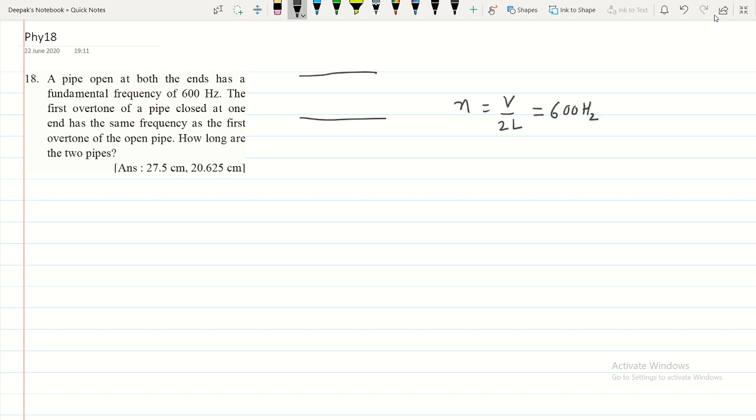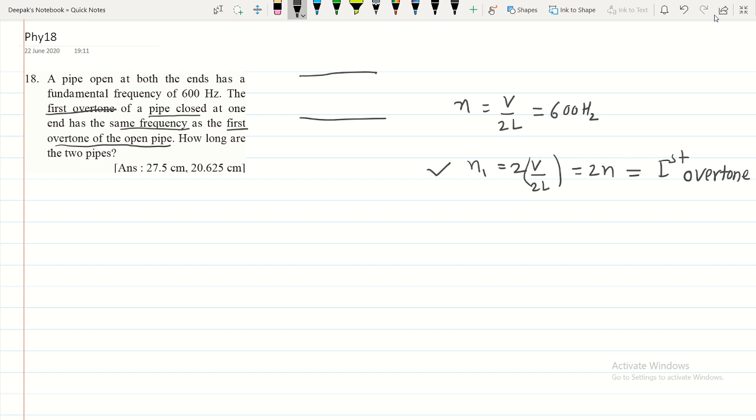The first overtone of a pipe closed at one end. The frequency of the first overtone of a pipe closed at one end is twice V upon twice L. So this is the frequency of the first overtone, that is twice n. The frequency of the first overtone of a pipe closed at one end has the same frequency as the overtone of the open pipe. So this is the frequency of the first overtone of an open pipe.